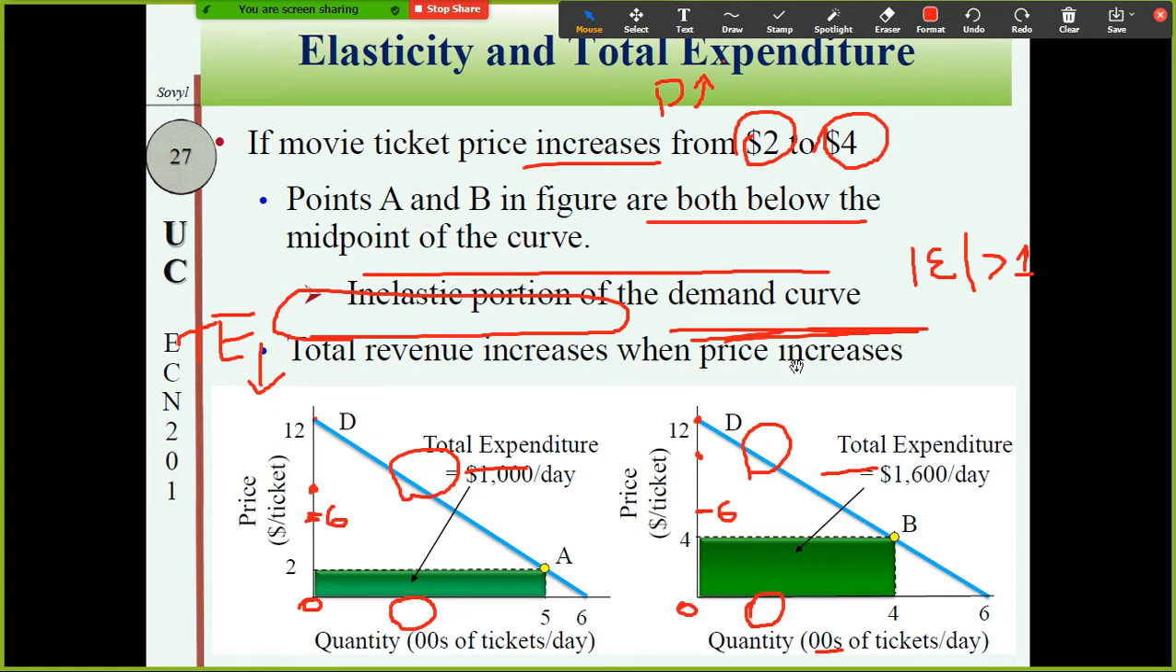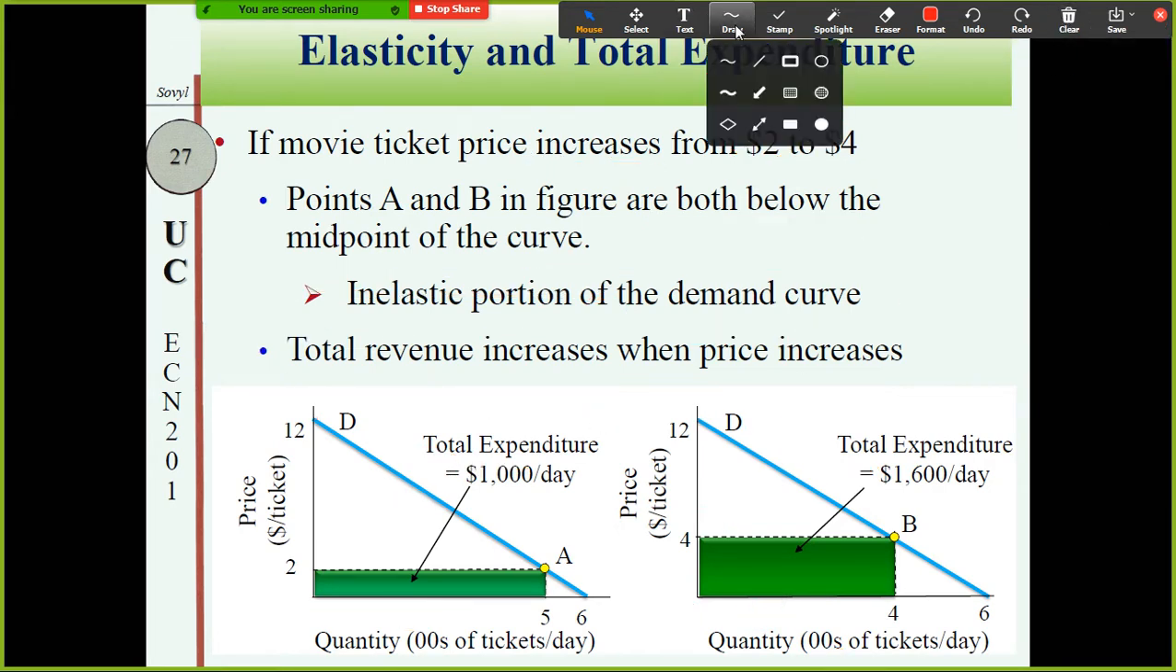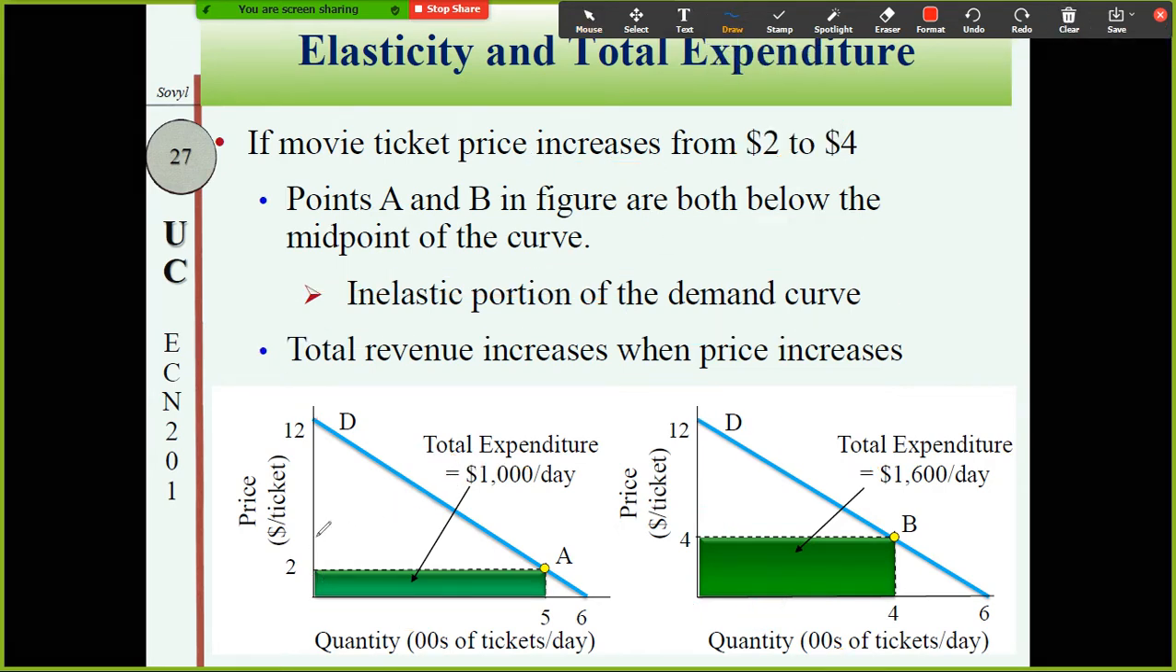Okay, so this is the point that you need to remember. So in this case, when the price changes but still stays lower than the average price, when the price of the product goes up, total expenditure and total revenue also go up. Okay, so in this case, this area is inelastic demand.